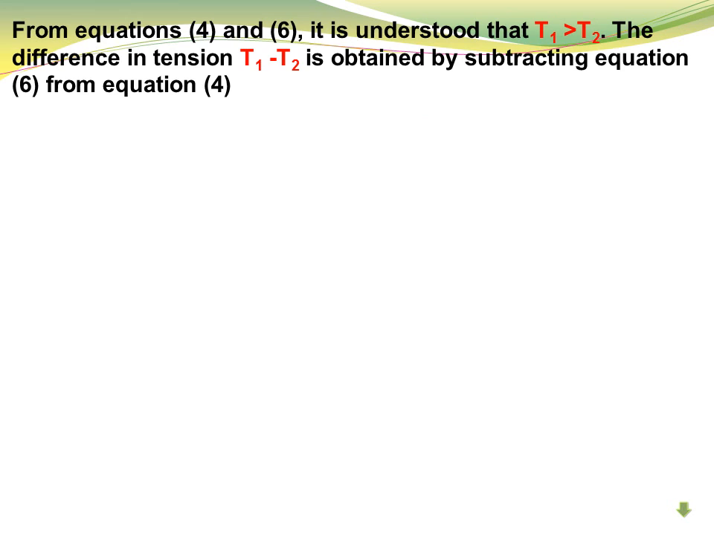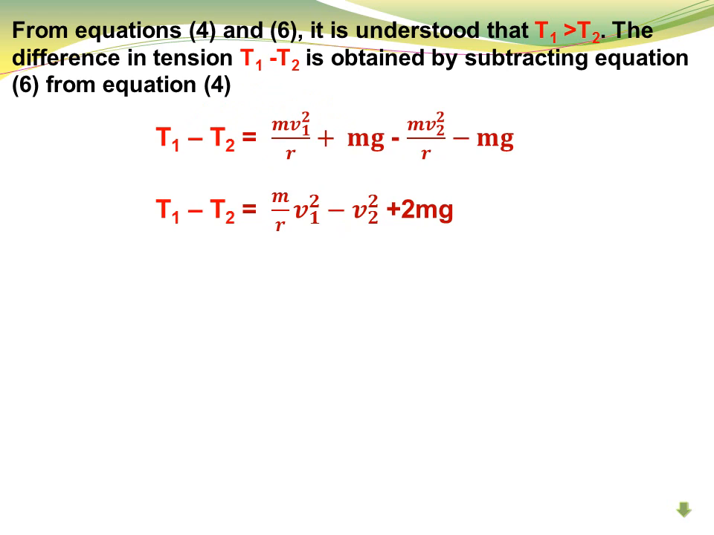From equations 4 and 6, it is understood that T1 is greater than T2. The difference in tension, T1 minus T2, is obtained by subtracting equation 6 from equation 4. So we get T1 minus T2 is equal to mv1 square by r plus mg minus mv2 square divided by r minus mg. Therefore T1 minus T2 is equal to m by r, taking it as common, v1 square minus v2 square plus 2mg.